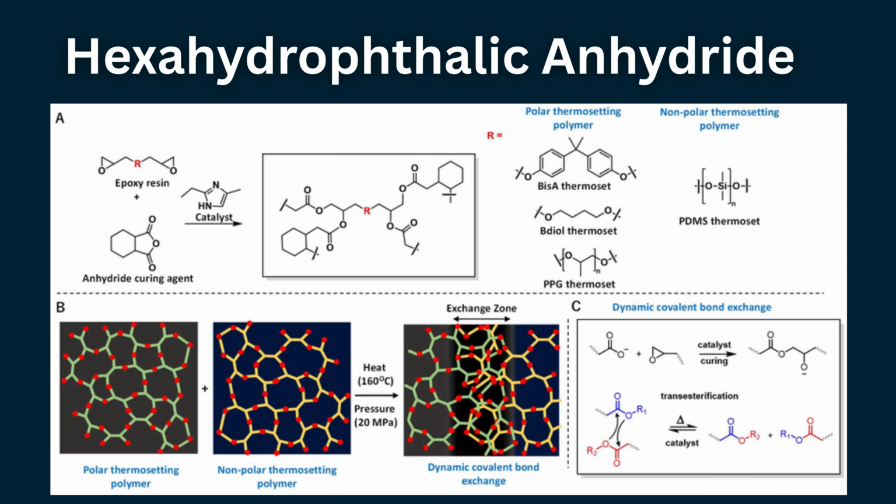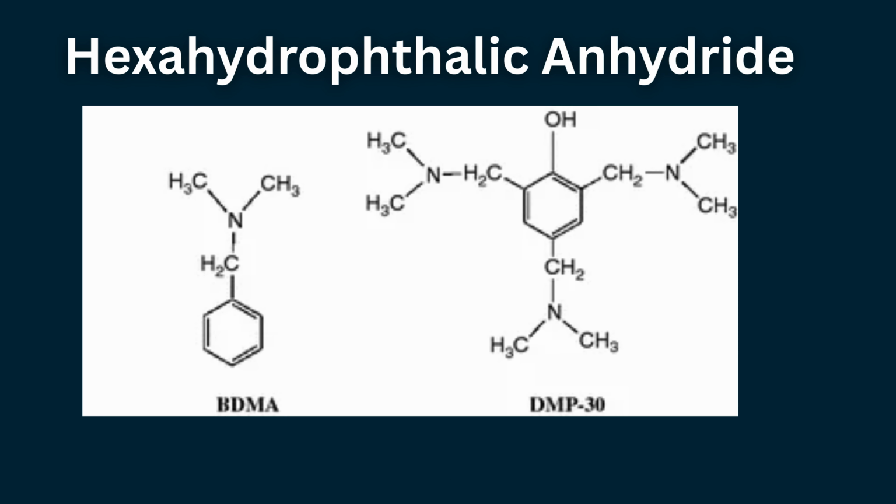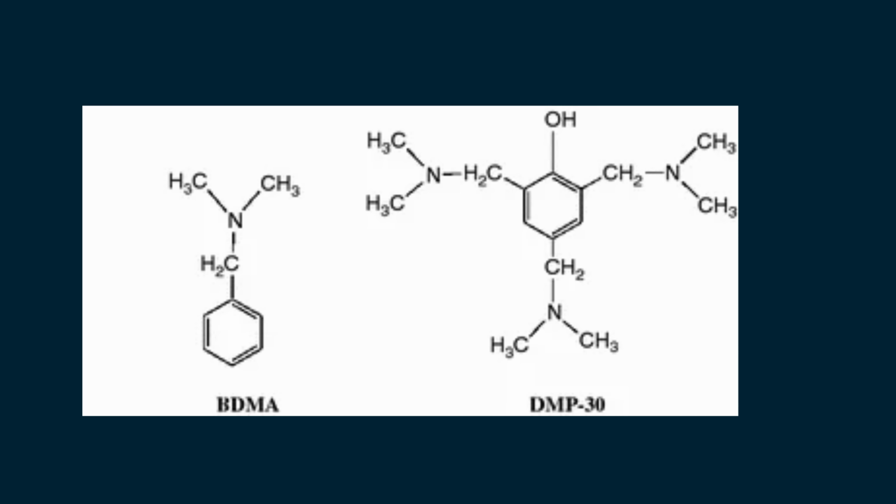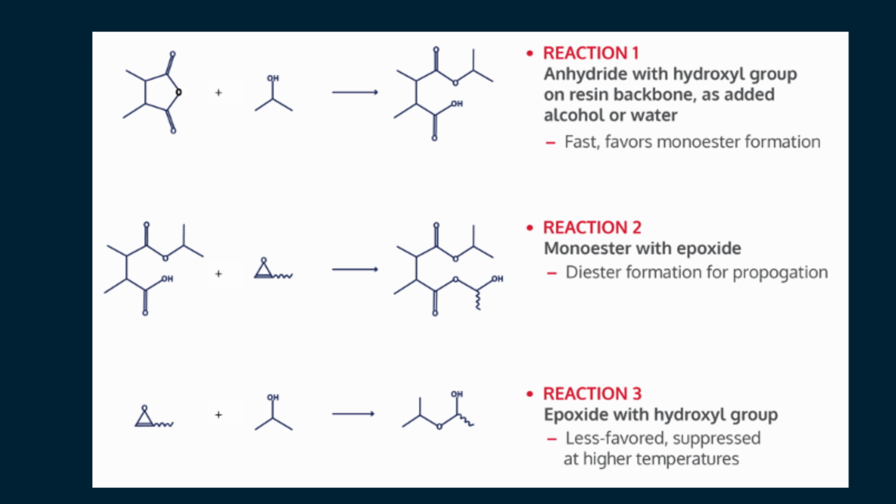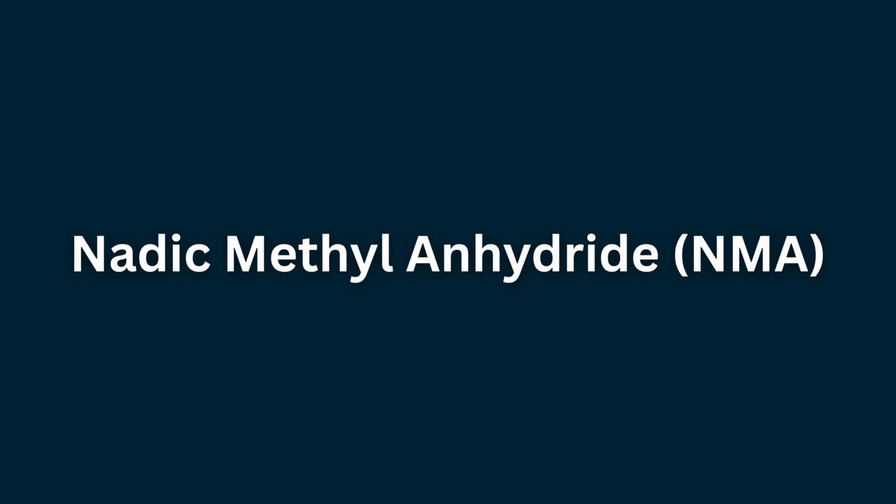However, because HHPA is relatively unreactive, accelerators such as benzyl dimethylamine, BDMA, or DMP30 are typically added. HHPA is usually used at 55 to 80 pph, depending on the resin. A typical curing schedule involves 2 hours at 80 degrees Celsius followed by 1 hour at 200 degrees Celsius, producing epoxy materials with high heat resistance and excellent chemical stability.